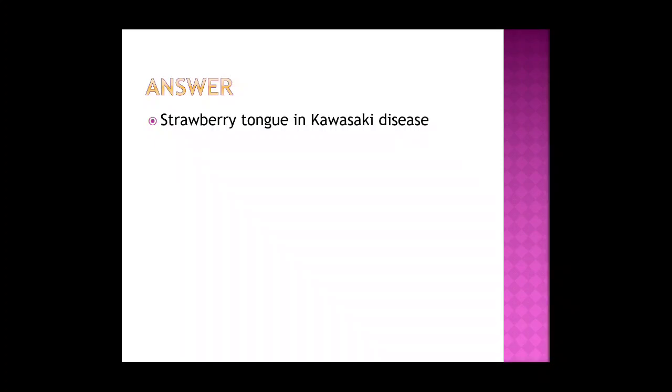Kawasaki disease is a condition that causes inflammation in the walls of some blood vessels in the body, and it is a syndrome of unknown cause. The tongue may have a typical strawberry tongue appearance with redness and prominent gustative papillae.